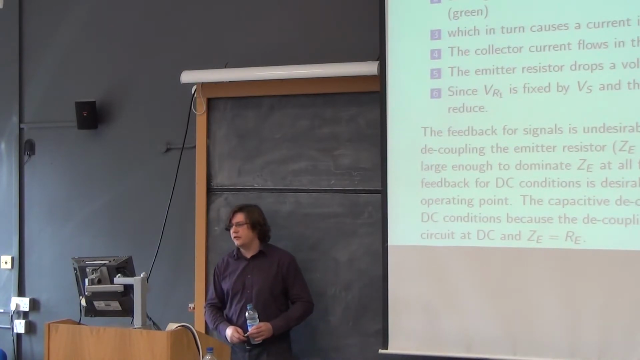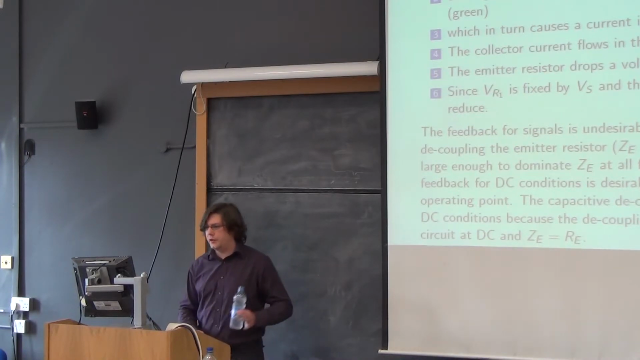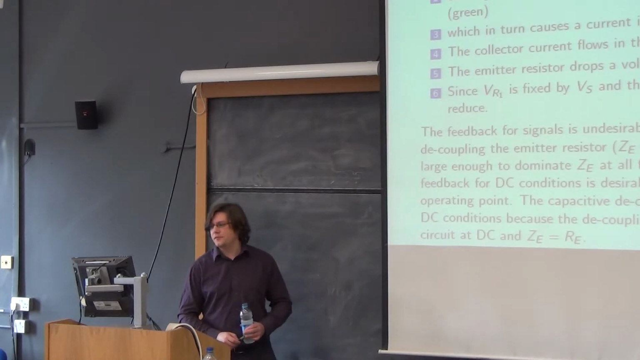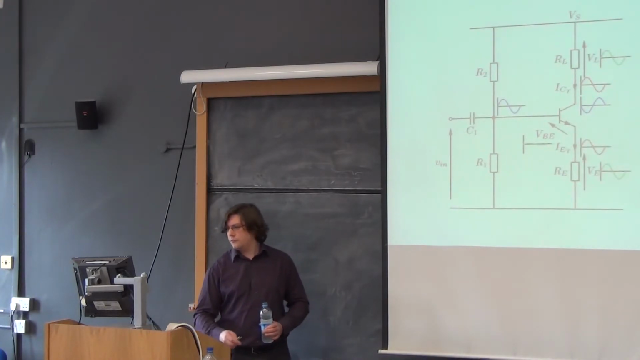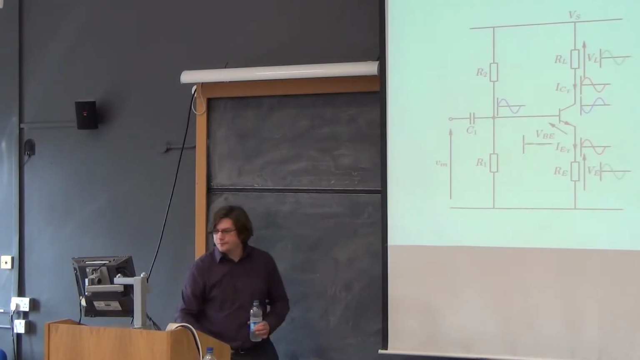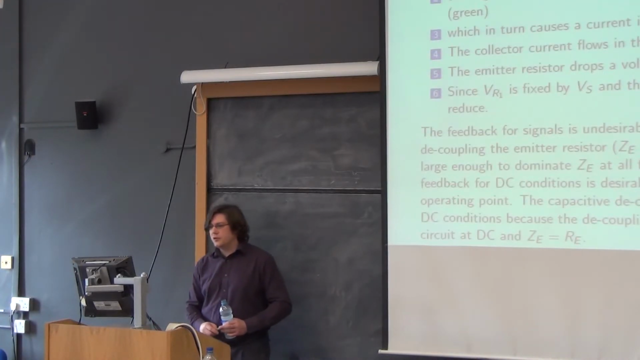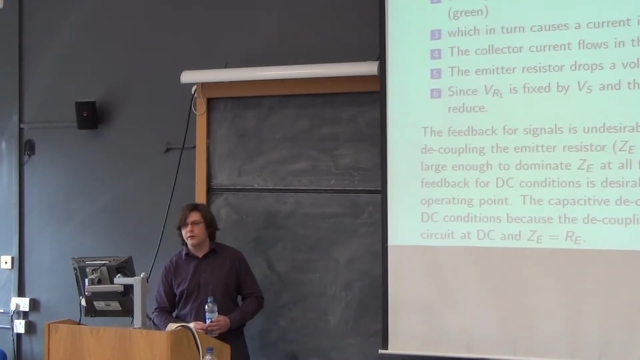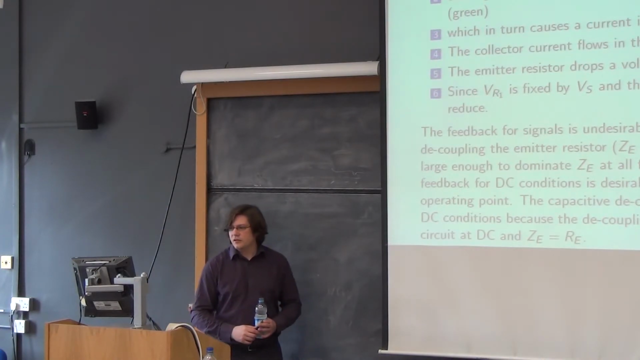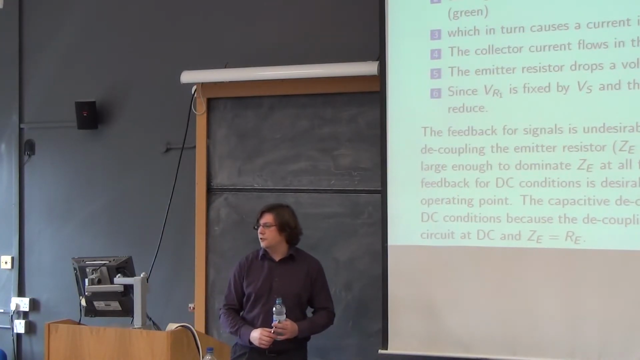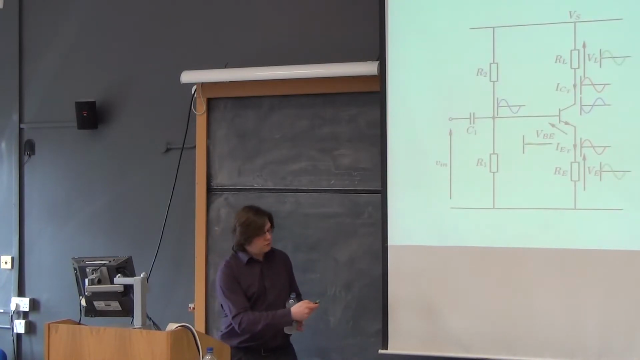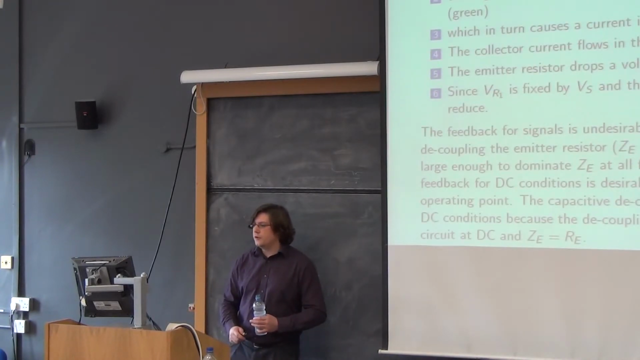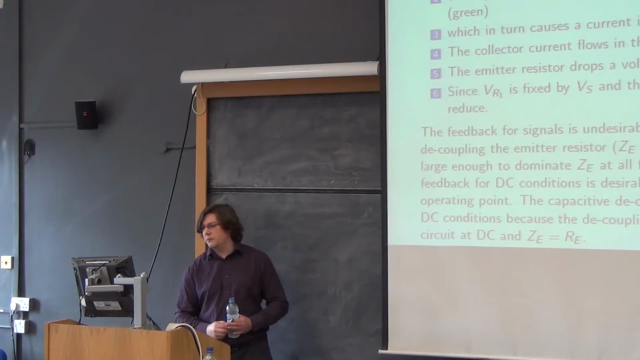So a signal voltage is impressed on the base with respect to ground, so that's Vin on the prior slide, causing a voltage to appear across the base-emitter junction. That's that one there, which in turn causes a current in the collector, which is a red collector current, and because we're saying IB is 0, it also flows in the emitter. The emitter resistor drops a voltage, which is I times RE, which is that bit there. And since VR1 is fixed by Vs and the ratio of R1 and R2, VBE must reduce.